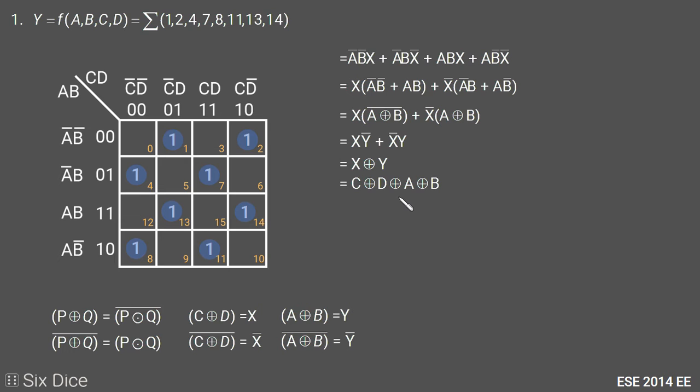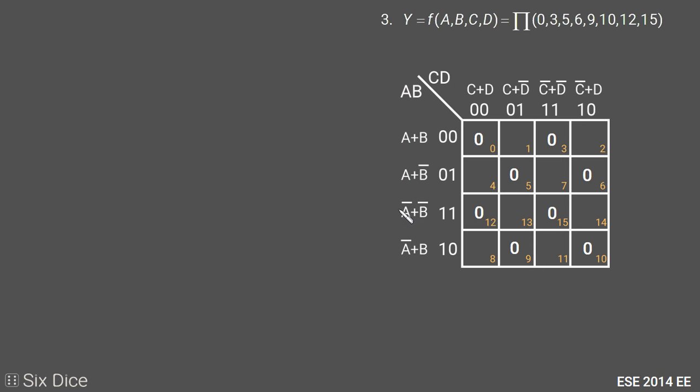XOR operation follows both the commutative and associative law, so we can rearrange this. So we will get a XOR b XOR c XOR d. Now for the third one, we will start with the first two zeros, so we will end up with a plus b plus c plus d for this one, and here we will have a plus b plus c bar plus d bar for this one.